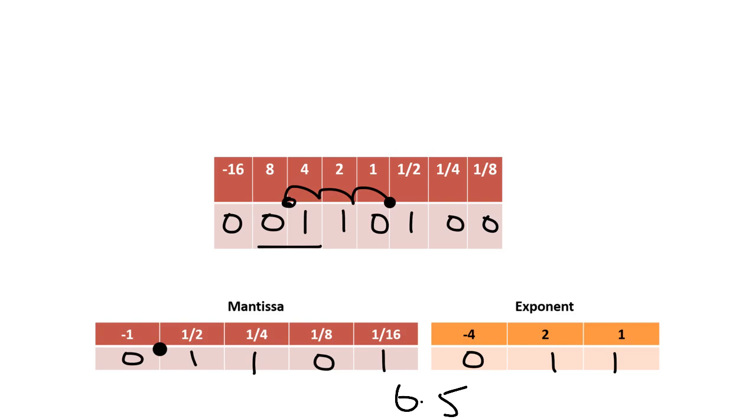Let's just quickly run it back through and check we're okay. So our exponent is 2 plus 1, which is 3. That means move the binary point 3 places to the right. So if I was going to do that, I'd go 1, 2, 3.